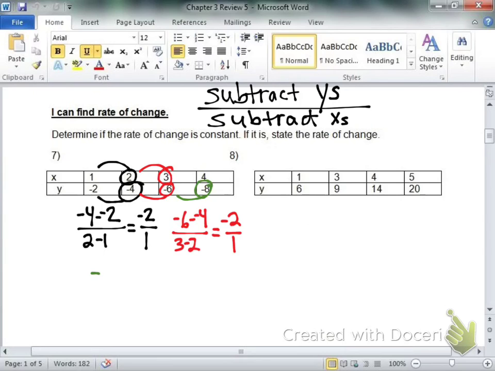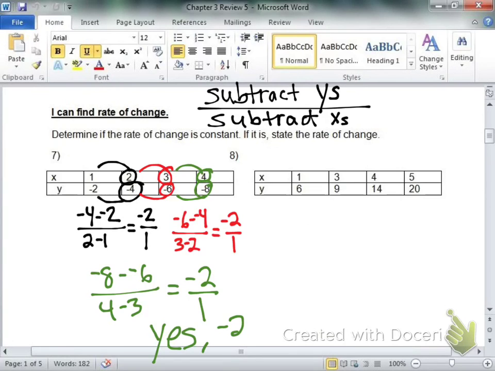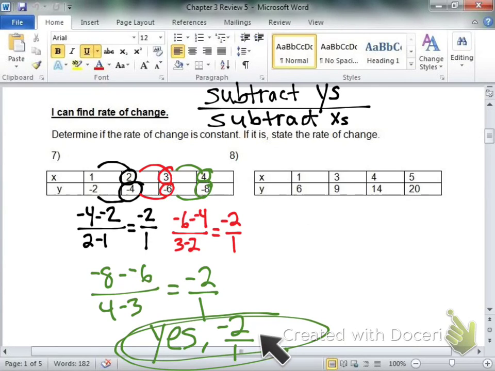So -8 minus -6 over 4 minus 3. Same sort of thing is happening here. I'm getting negative 2 over 1. So is this a constant rate of change? Yes, the rate of change is constant, and it is negative 2 over 1. Now, on your final, it might just say yes, negative 2. Remember, any number over 1 is just that whole number. So you need to know that negative 2 over 1 and negative 2 are the same thing. What are your questions on number 7?